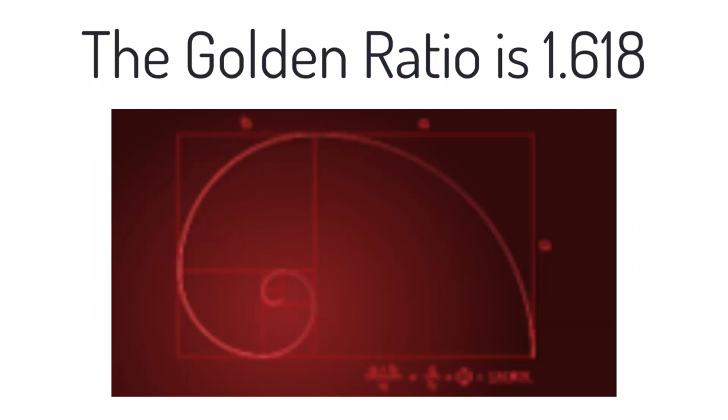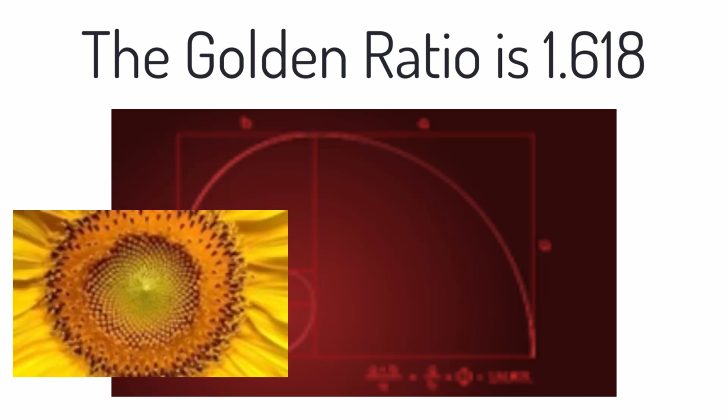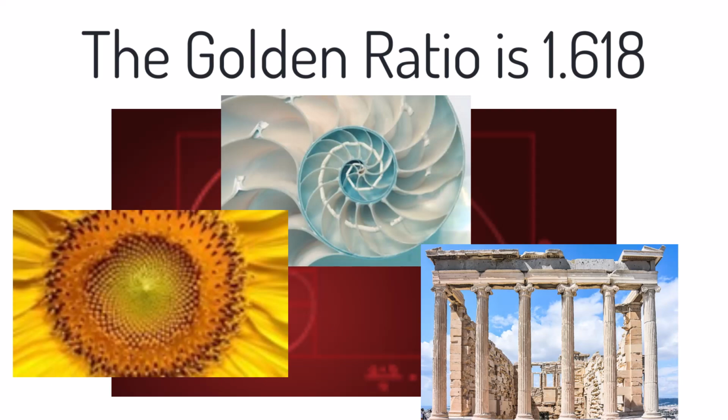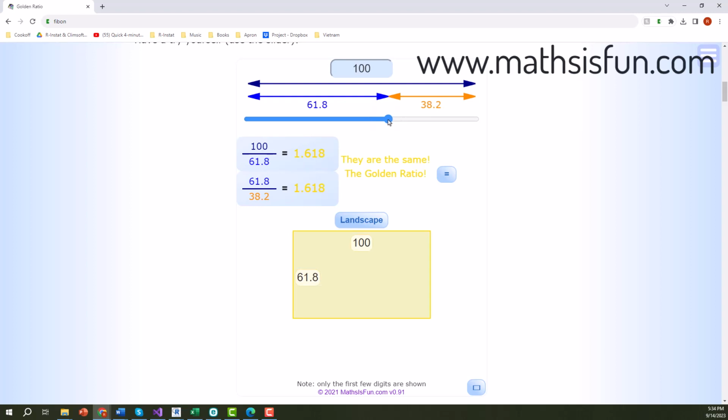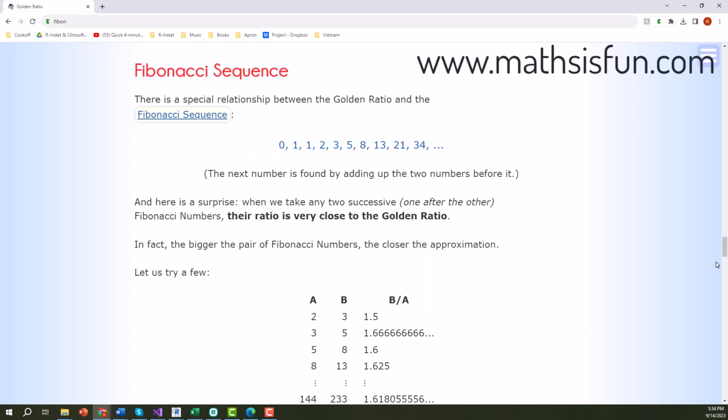Good question. Yes, the golden ratio is about 1.618. And like pi, it just seems to come up all over the place. In nature, art, architecture, music, physics, and more. You can see this description from Maths is Fun, where you can find lots more information and even some simulations of the golden ratio. And you're right, there is a relationship between the Fibonacci sequence and the golden ratio. The ratio between successive Fibonacci numbers is very close to 1.618, and it gets closer and closer as the pairs of numbers get bigger.